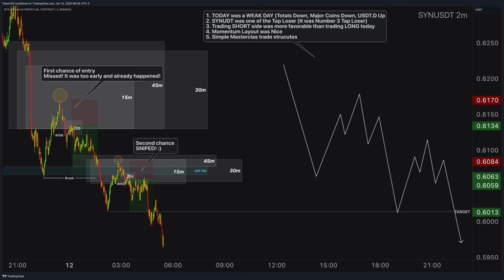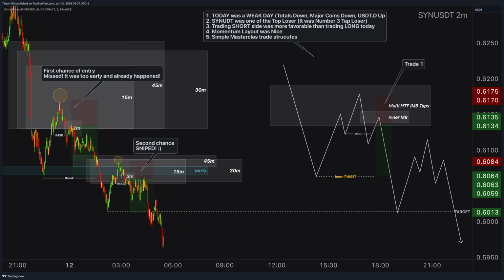Here is your chart in action. Price sharply drops and creates these multi-time frame imbalance zones, and price pulls back into this zone. An inner structure breaks with an imbalance. Our inner target is this recent old low. As you can see, a very simple trade idea, but we missed it because it already happened.